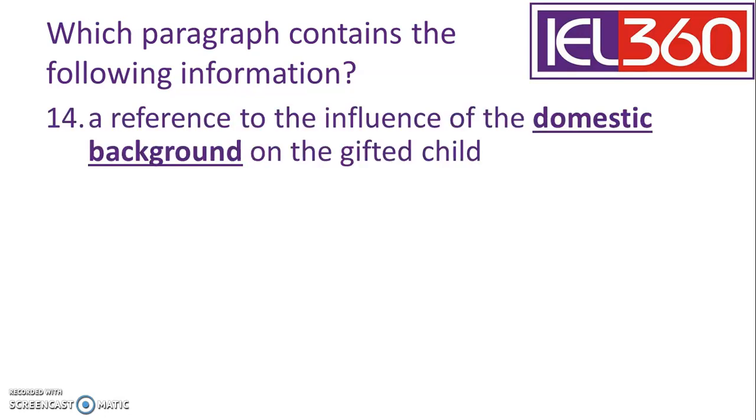So the first question, number 14, we see a reference to the influence of domestic backgrounds of gifted children. Domestic background, to me, that's about family, it's about home. That's probably something that's going to be easier to find than influences, or a reference won't even be there. Gifted children is what the whole topic is. So that's about the only scanning thing that I can think of.